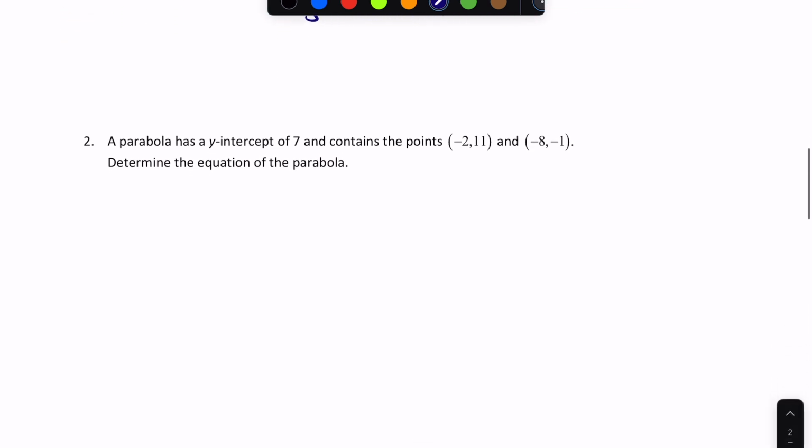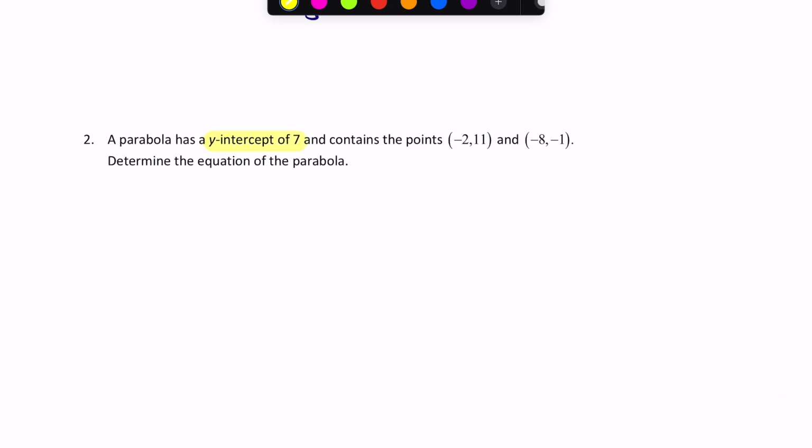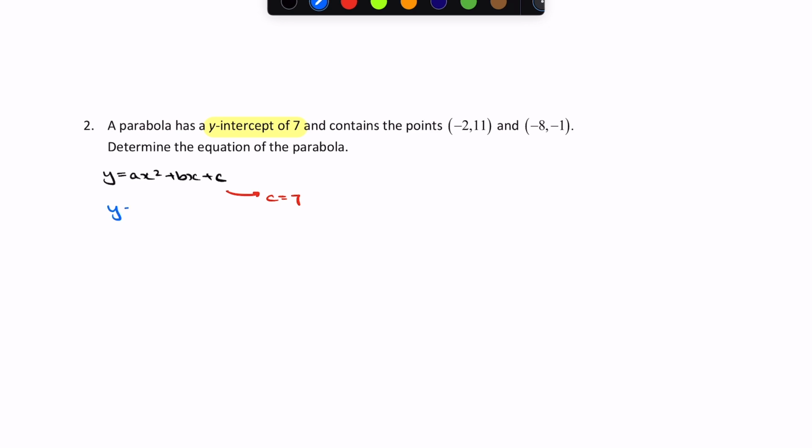Okay, let's keep going. So here we have a parabola that has a y-intercept of 7. So again, it gives us the y-intercept, so we're going to use standard form. And it contains the points -2, 11 and -8, -1. Determine the equation of the parabola. So here again, standard form, y is equal to ax squared plus bx plus c. Now here our c value is equal to 7. And so if we rewrite that, y is equal to ax squared plus bx plus 7.